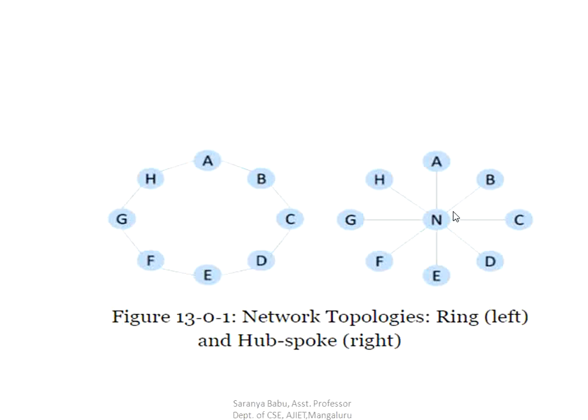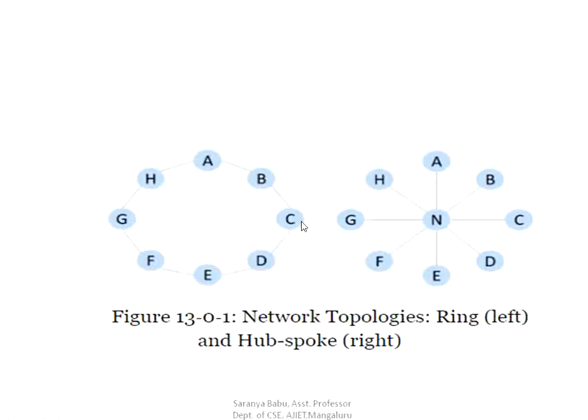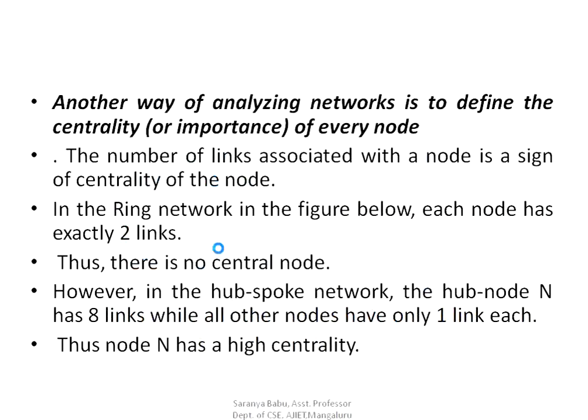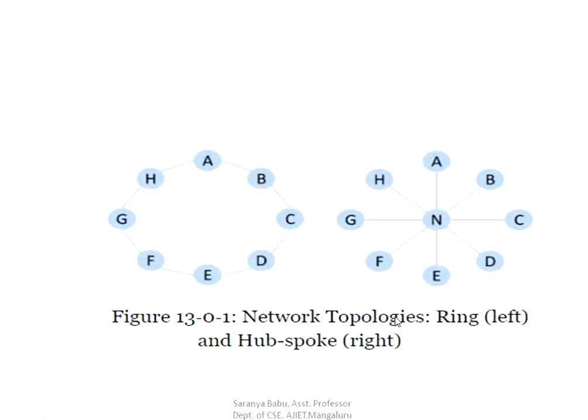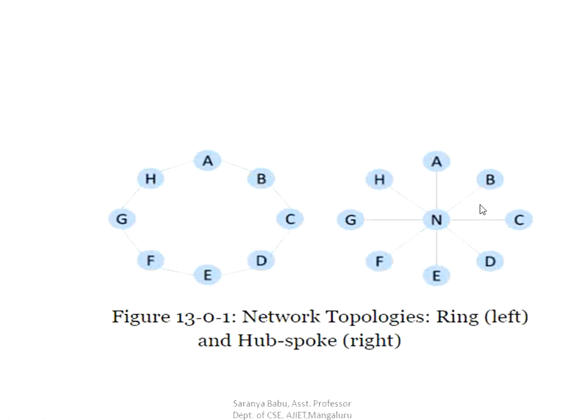So that is what you mean by centrality of the node, or the importance of the node. In the ring network, there is no central node. Each node has exactly 2 links. Correct, right? However, in the hub-spoke network, the hub node N has 8 links, but all other nodes have only 1 link. So N has high centrality. This one is going to have the highest centrality or highest importance. Clear?